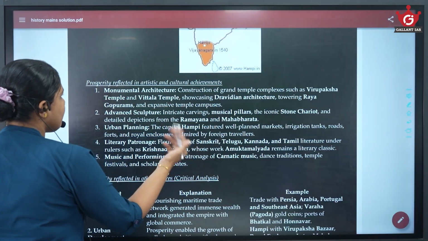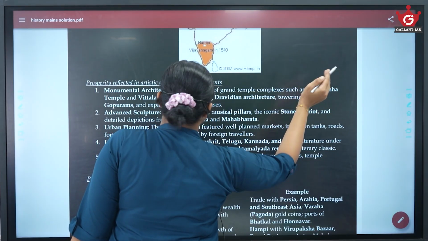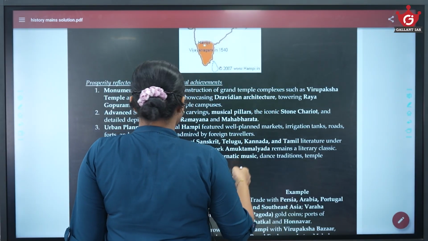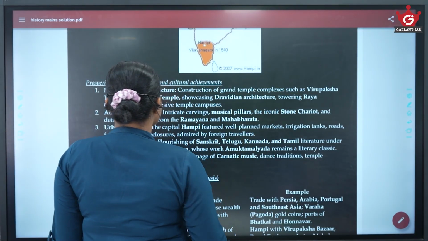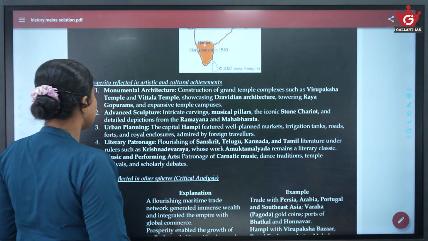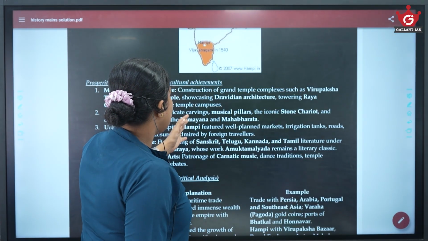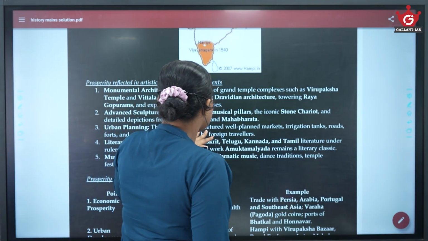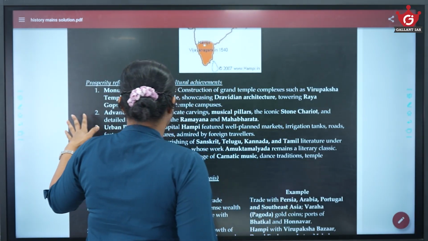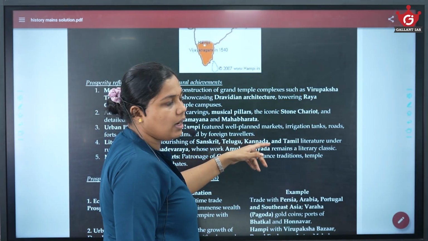So whatever things they have constructed, construction of grand temples, you can give examples like Virupaksha temple, Vithala temple, which showcase Dravidian architecture. You can talk about Raya Gopurams. These kinds of examples will definitely fetch you more marks for this kind of art and culture questions. So next thing is the advanced sculpture of Vijayanagara. Like they have very intricate carvings, musical pillars, the very iconic stone chariot, and detailed depictions from Ramayana and Mahabharata.